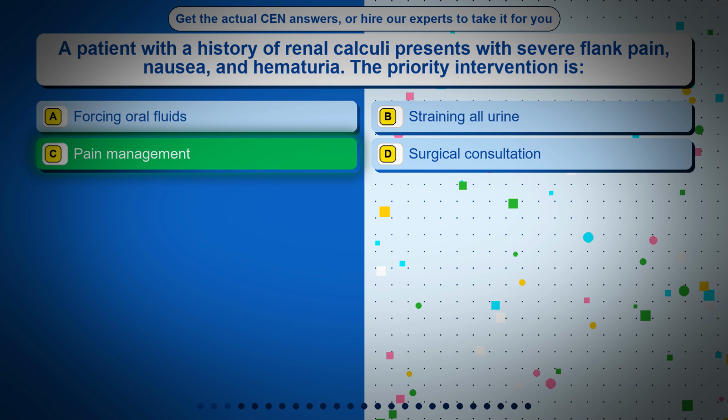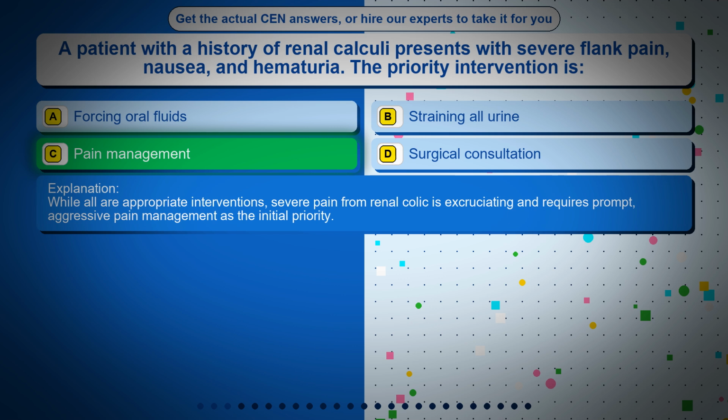The correct answer is option C. Pain management. While all are appropriate interventions, severe pain from renal colic is excruciating and requires prompt, aggressive pain management as the initial priority.